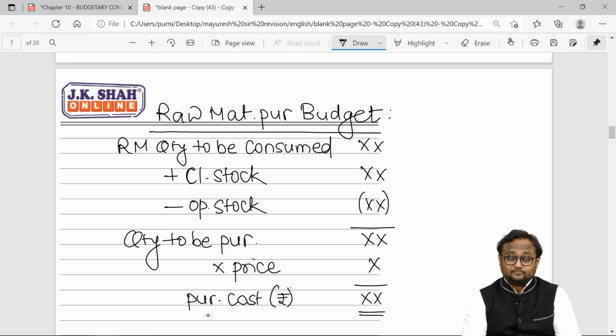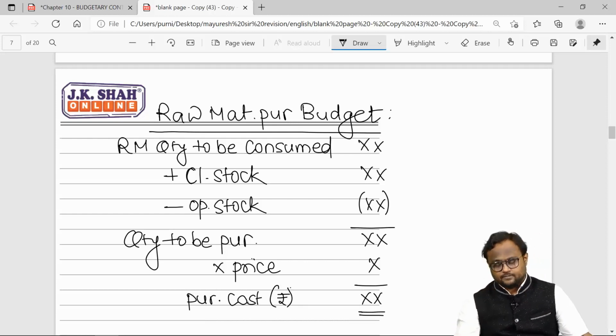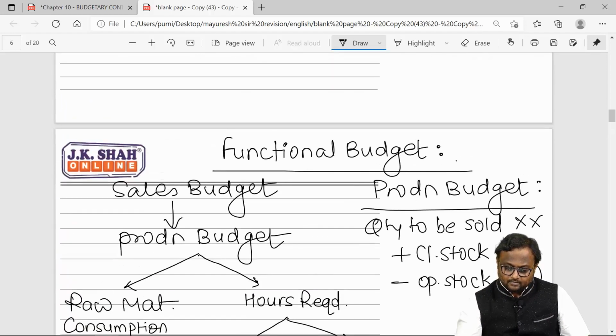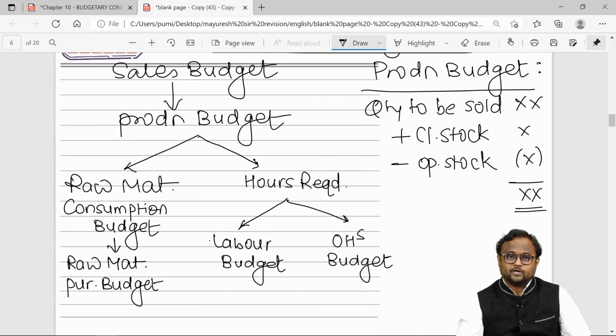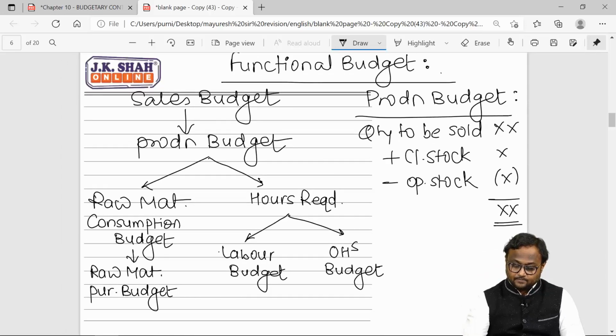Trust me, 99% of functional budget questions can be solved on the basis of this. Nothing can be asked beyond that. First, you find out sales quantity, go for production by using this formula. Then you go for consumption, that will give you purchase. You go for hours required after production, that will give you labor as well as overheads budget. You can copy this down if you want, functional budget.